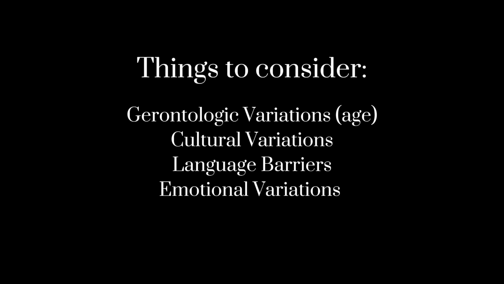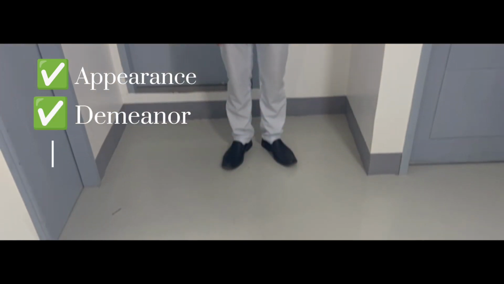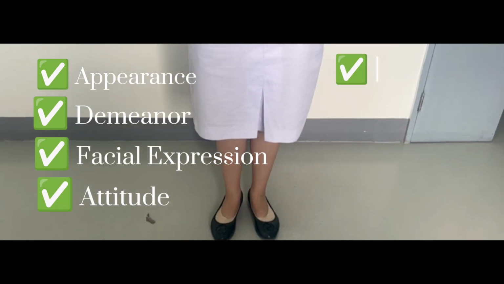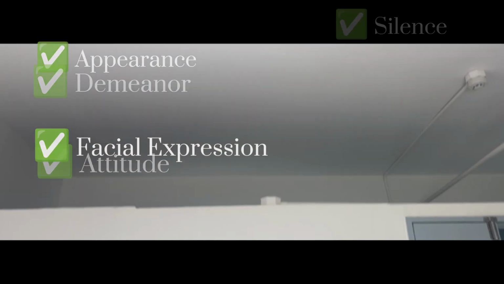One must also consider the following. First is gerontologic variations or the age, cultural variations, language barriers, and emotional variations, including the current body status of the patient. For better communication, one must have a professional appearance, a good demeanor, a neutral facial expression, a non-judgmental attitude, silence, and a person who is responsible for active listening.